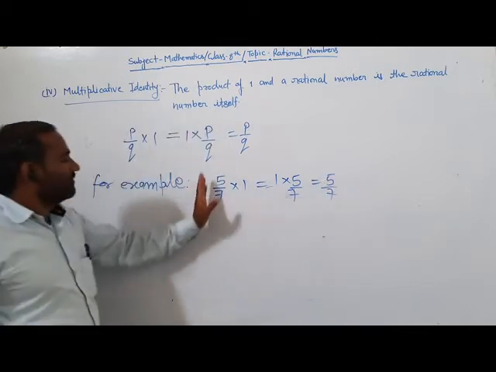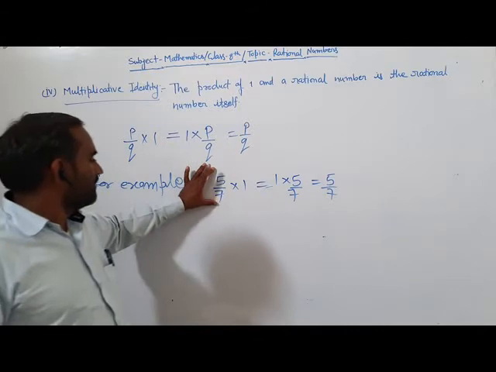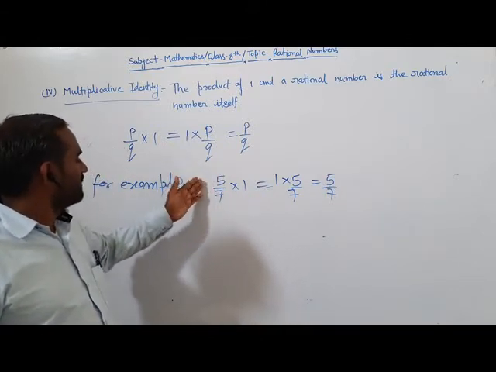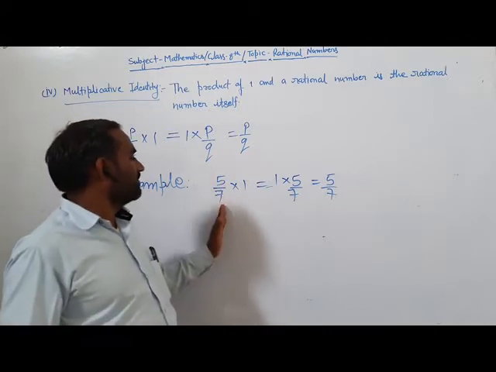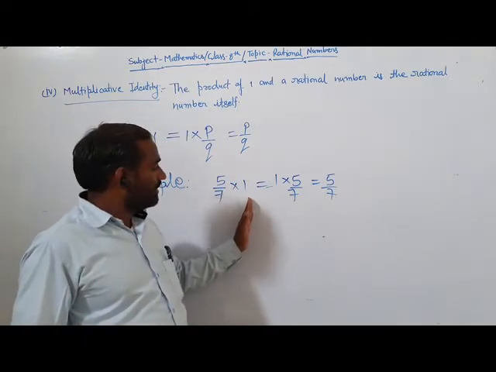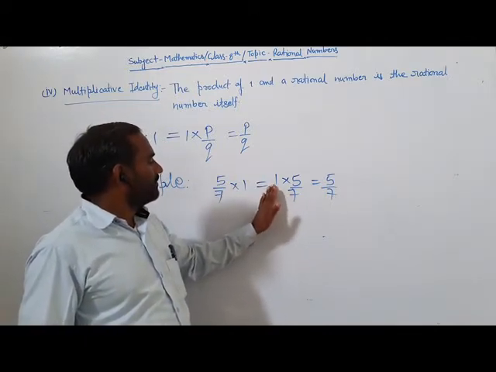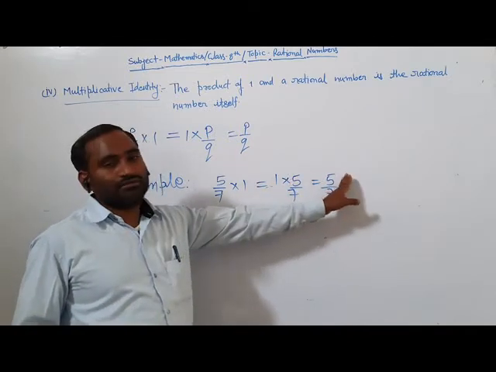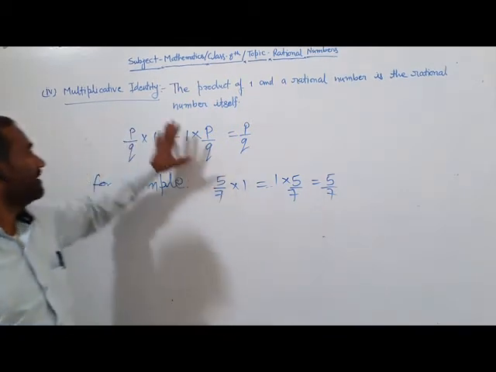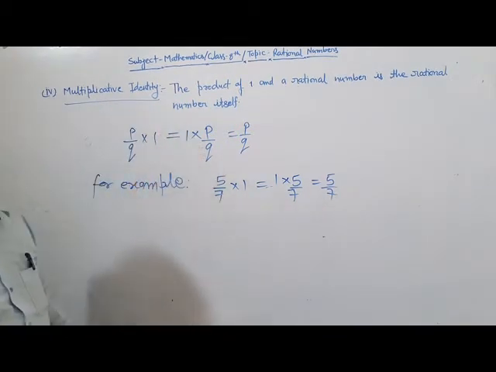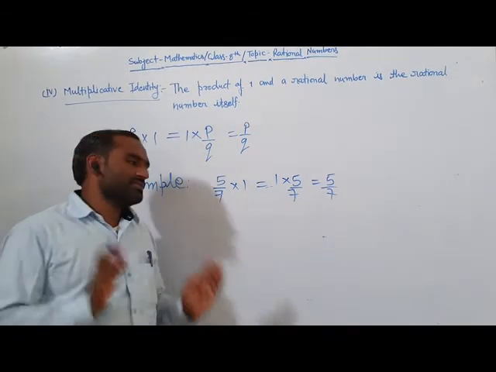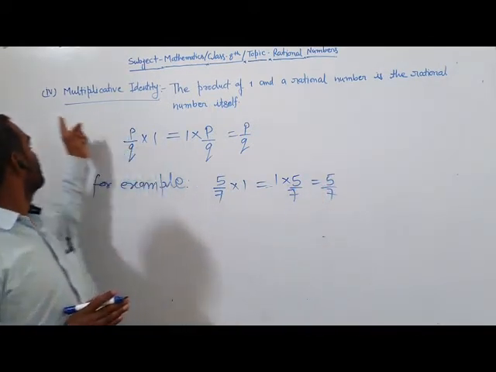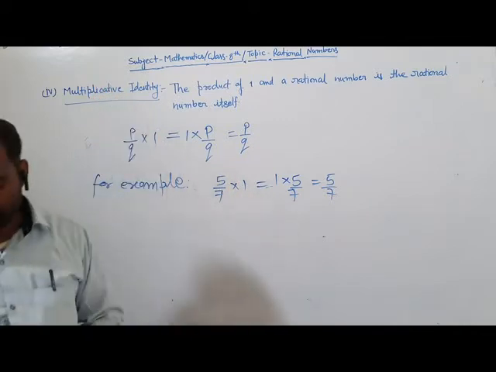Here you have to multiply any rational number by 1. We take the rational number 5 by 7 and multiply by 1, or 1 into 5 by 7. In both cases we get 5 by 7. So here we learn that when 1 is multiplied by any rational number, the answer is the same rational number. This is the multiplicative identity.